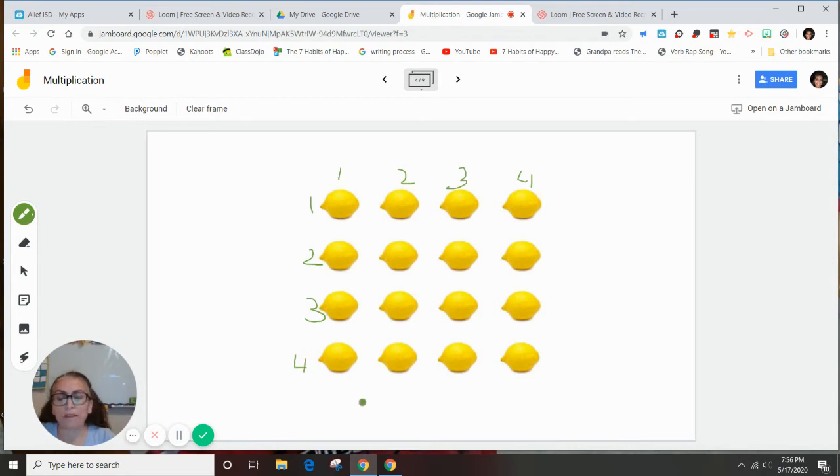So if I get to do my operation, my number sentence would be 4. Remember the X, groups of 4 equals, and I can count 4 plus 4 plus 4 plus 4, okay? And I can do it like this, 4 plus 4, 8, plus 4, 12, plus 4, 16. So 4 groups of 4, sorry, equals 16. There you go. Okay.